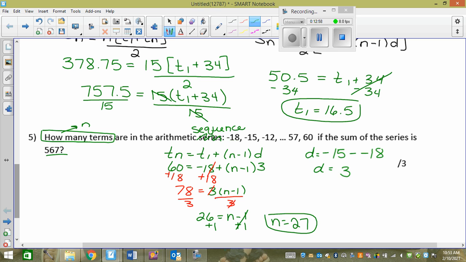So this was extra information, right? You still could have used it, though. You could have used the Sn formula and got it, too. The first Sn formula. So you could have gone either way.